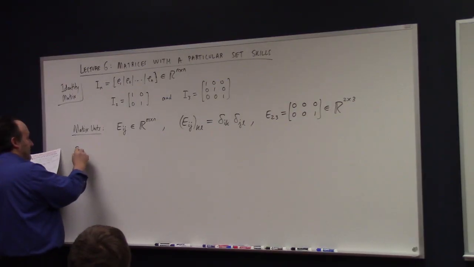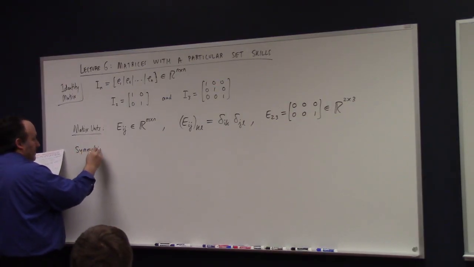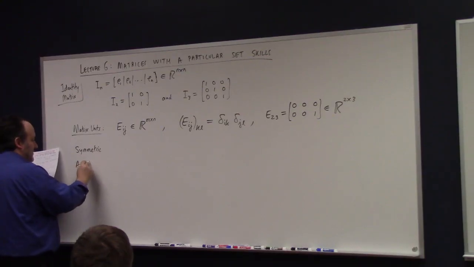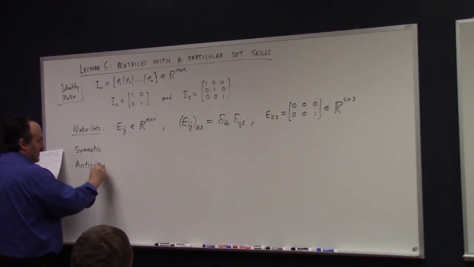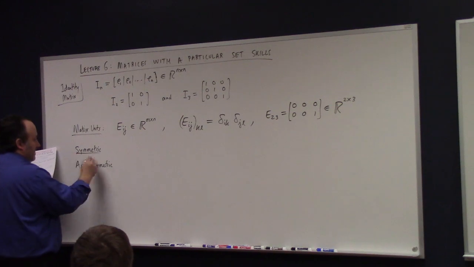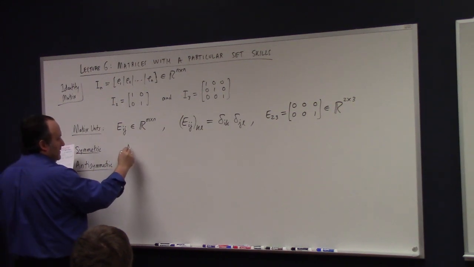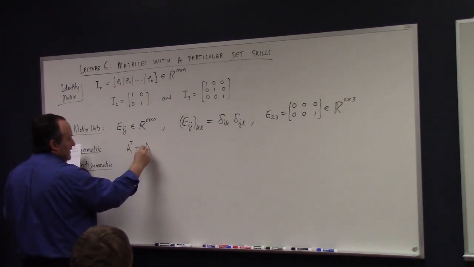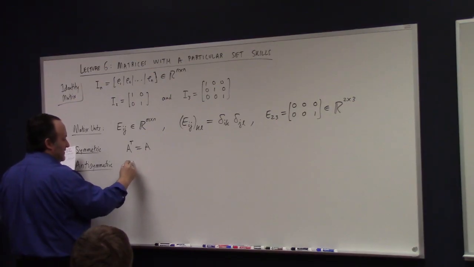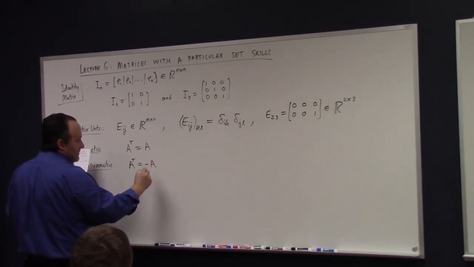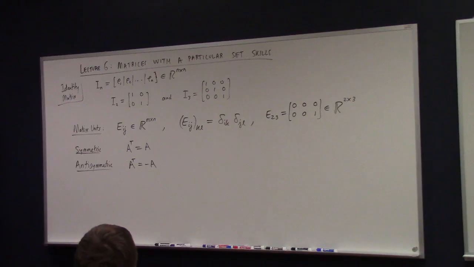We also have symmetric matrices and anti-symmetric matrices. What do those look like? How do we define those? Symmetric means that A transpose is equal to A. Anti-symmetric means that A transpose is minus A, right? I showed you guys that any square matrix can be written as a sum of an anti-symmetric and a symmetric matrix. There's a standard trick to do that.